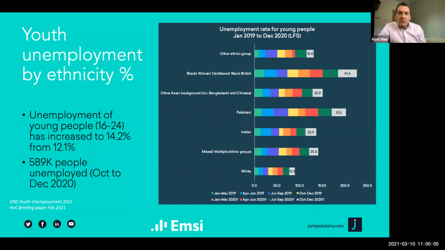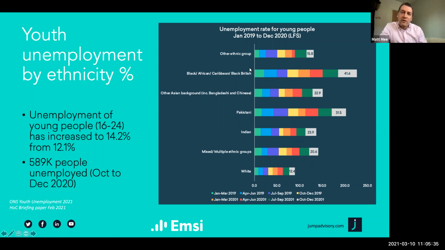I mentioned youth unemployment, and obviously we've got the headline stats. For those of you that aren't aware, youth unemployment currently is at 14.2%. That's increased from 12.1% in the earlier parts of the lockdown. But what's really interesting here is that you've actually got nearly 600,000 people in that age bracket who aren't working. You've also got an increase in economic inactivity levels in that part of the workforce.